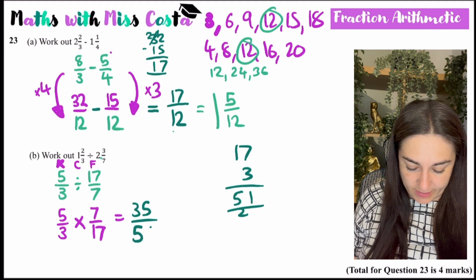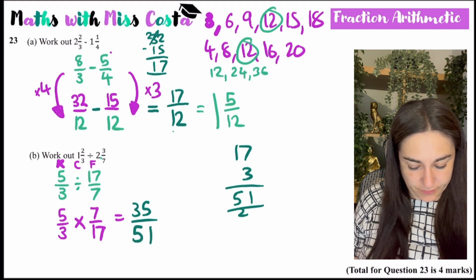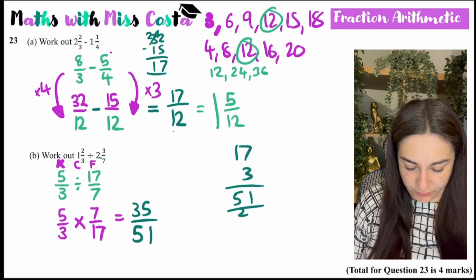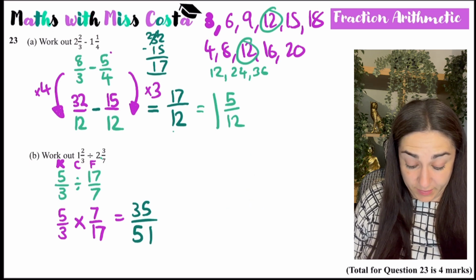So 35/51. And I don't think you can simplify that. You could try dividing by 3, but it wouldn't. So yeah, that's the simplest it can go.